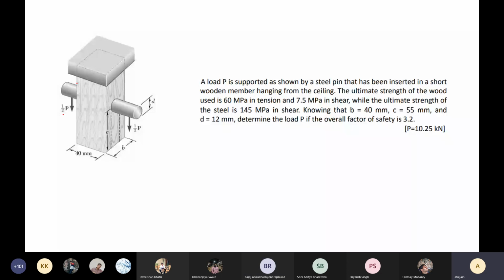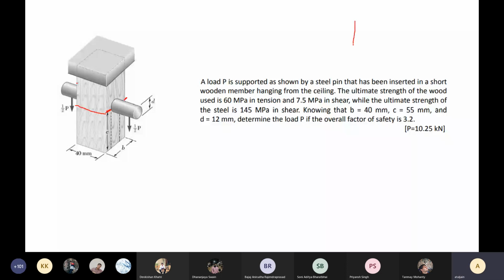Yes, sir. Are you sure? No, so 40 minus diameter into B. 40 into B minus diameter. 40 into B minus B. Yes, sorry, sir. So if it fails due to tension, this surface is going to fail, right?